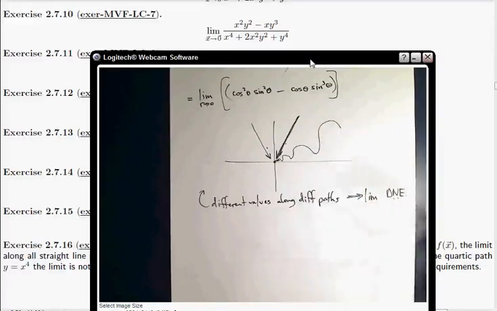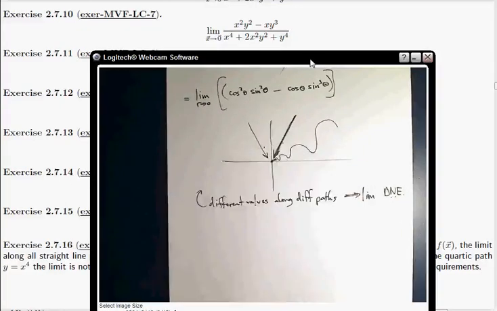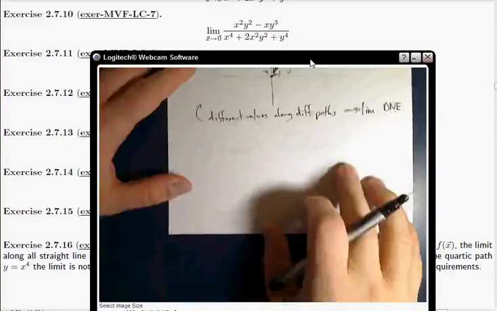You get different values along different paths. That's right. You plugged in the t and mt stuff. Yeah, you can do that too, and you should have ended up with some function of m. And so you make the exact same argument. That's a perfectly fine way to do it. Let me just write that down.